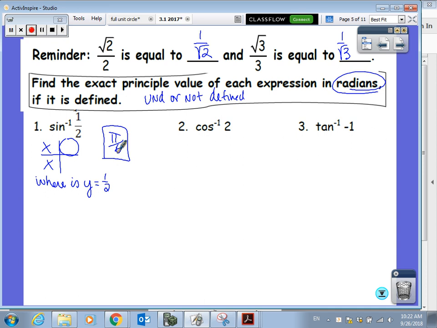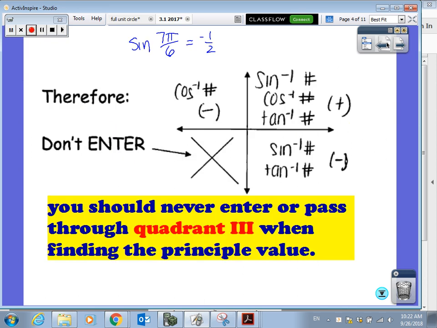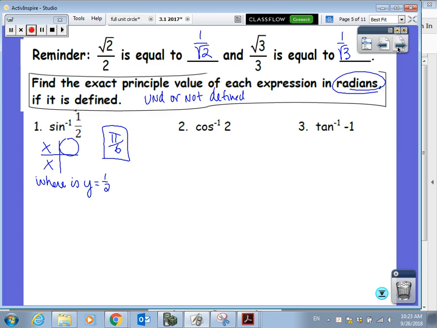Yes? How did you know it was quadrant 1 and not quadrant 4? Well, so what do we know about quadrant 4? Inverse sine of a number is negative. So is 1/2 positive or negative? And the other way I know, so this is opposite over hypotenuse. In which of those quadrants is opposite going to be positive? In quadrant 1. Okay.